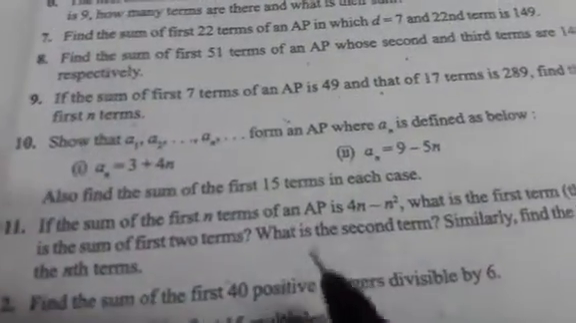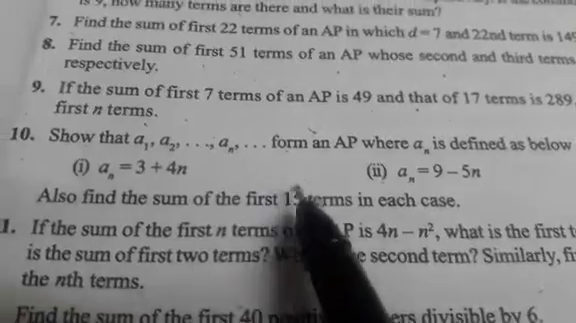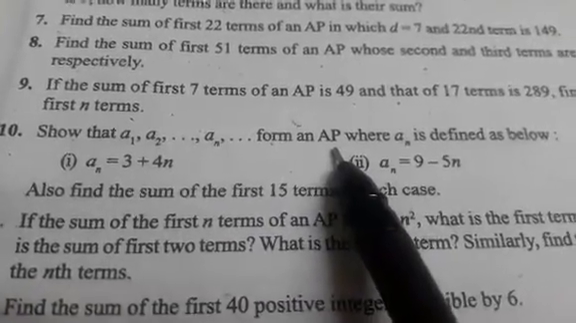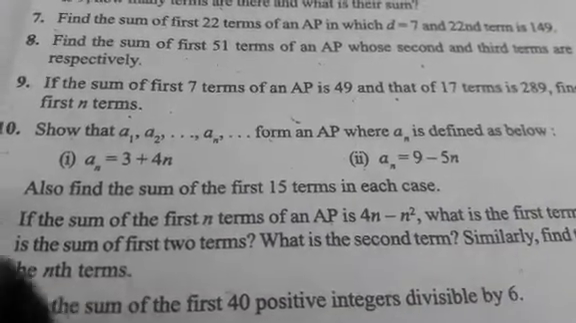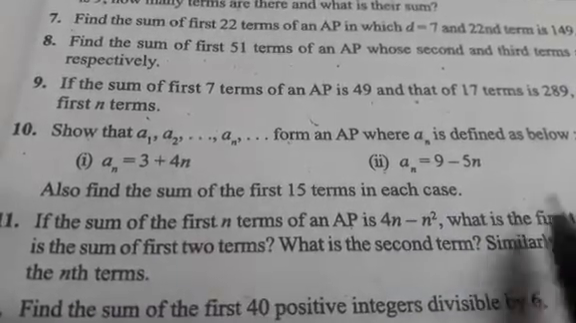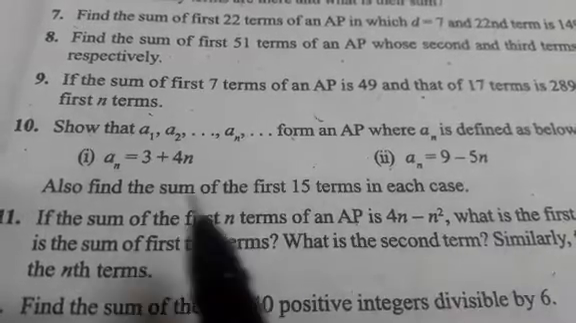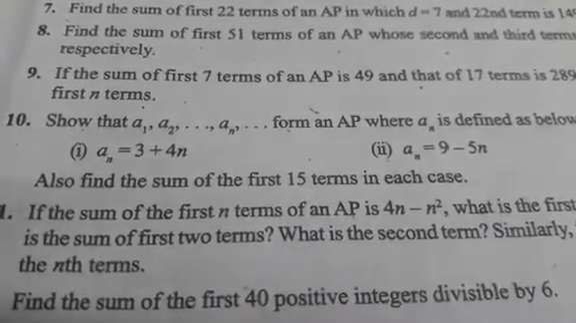9. Now coming to question number 10, children. Show that A1, A2, up to AN forms an AP. AN is defined below, means there are two parts. AN is equal to 3 plus 4n and AN is equal to 9 minus 5n. These are two separate questions. Find the sum of the first 15 terms in each case.